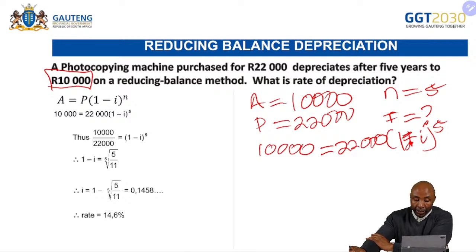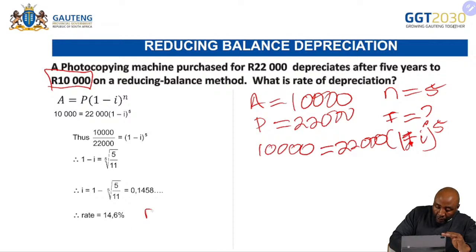So to manipulate that, we know that we will find the fifth root on both sides, or raise both sides to the power 1 over 5. And that will give us 1 minus the fifth root of 5 over 11, and that will give us 0.1458. So the rate as a percentage becomes 14.58, because we are just multiplying this by 100%.